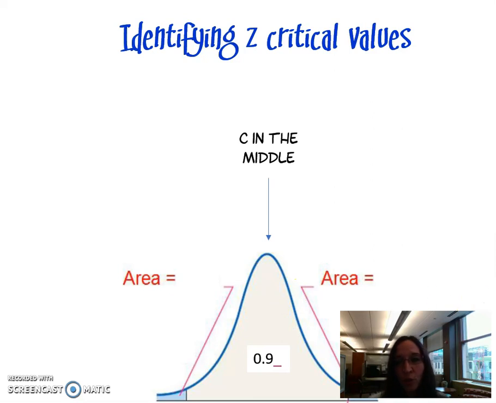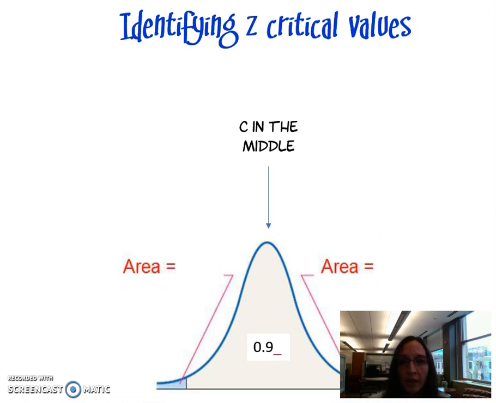I would like to review how to identify critical values using the standard normal table. And we will use these critical values in the construction of our confidence intervals.